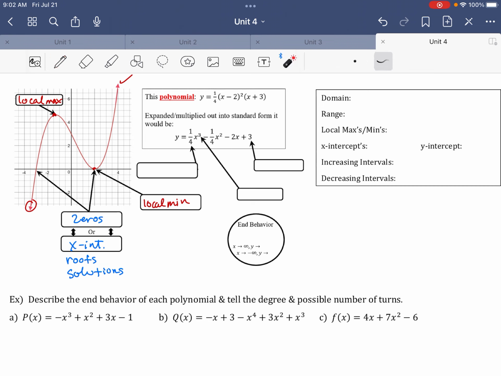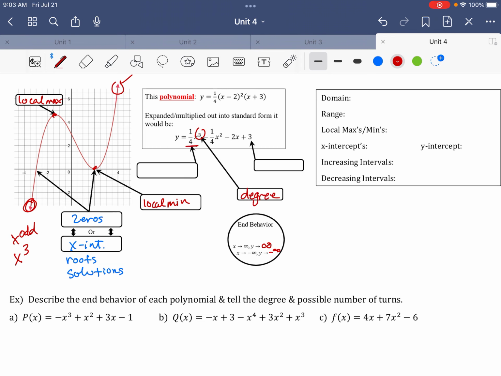What's my end behavior? So as x goes to infinity, that means as I'm going right, the graph is going up. And this one right here, as I'm going left, the graph is going down. So I'm going to put plus and minus. Now, what I can tell from this, since the ends are going opposite ways, this has to be an odd power. And since I have two terms, that's probably x to the third. And there's no weird little flat areas or anything like that. So x to the third. And hey, guess what? Look at that. It is x to the third. So that is my degree.